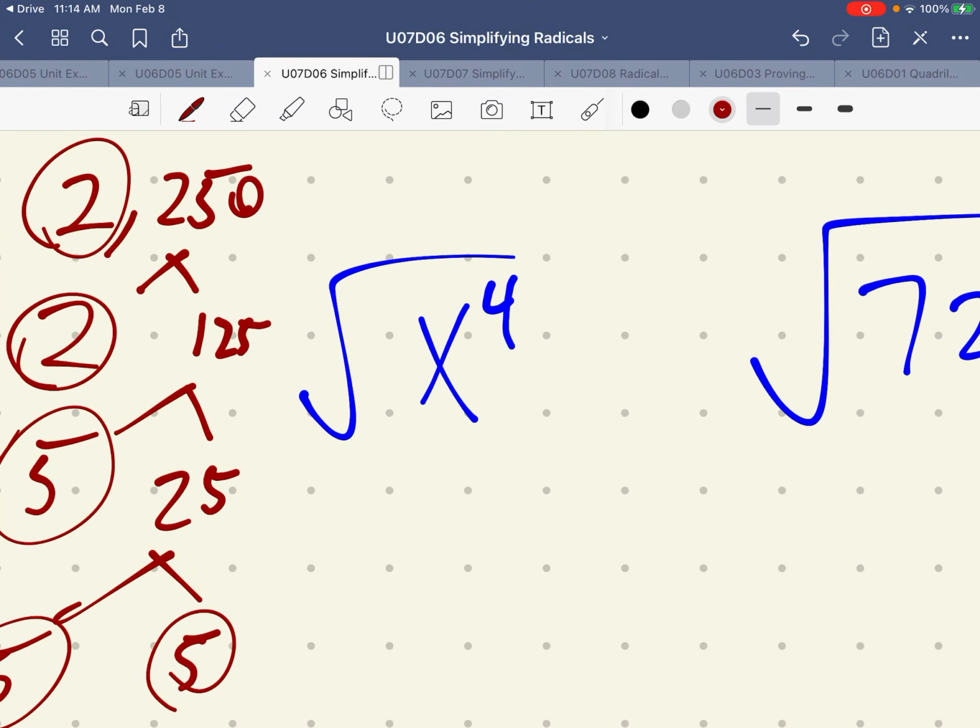x to the fourth is even easier. It's already in its prime factored form. x to the fourth is just x times x times x times x. So what is the square root of x to the fourth? Well, we use the same rule we did a moment ago. We look at our index and we take our exponent, x to the fourth, and we divide it by the index, and we get x to the second.